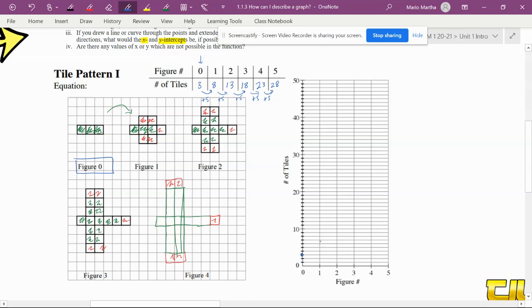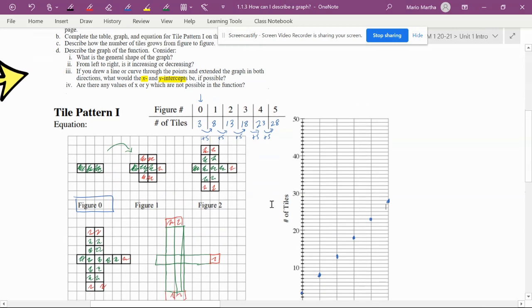Figure 1 has 8, so go all the way up to 8. It should be about right there. The next one has 13, so 2 and 13, 10, 11, 12, 13. The next one has 18, so 3 and 18 is about right there. 4 and 23, so that's 20, 21, 22, 23. And then the last figure has 28, so that will be the last figure right there.